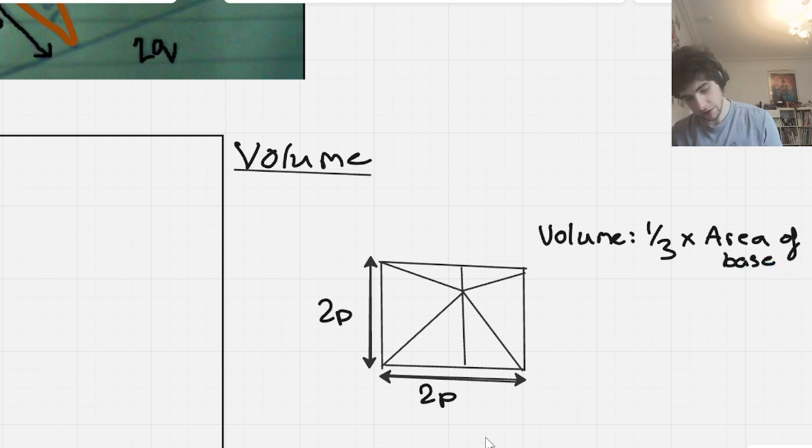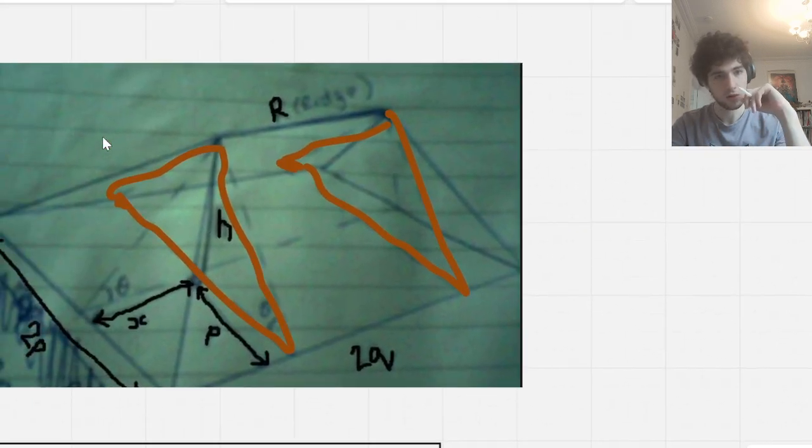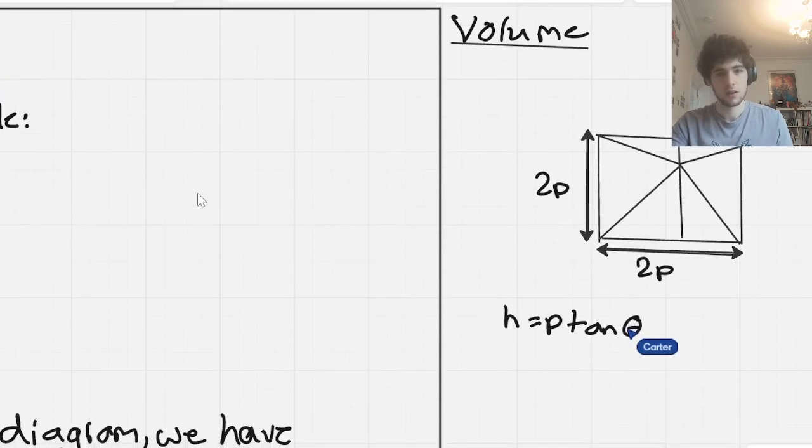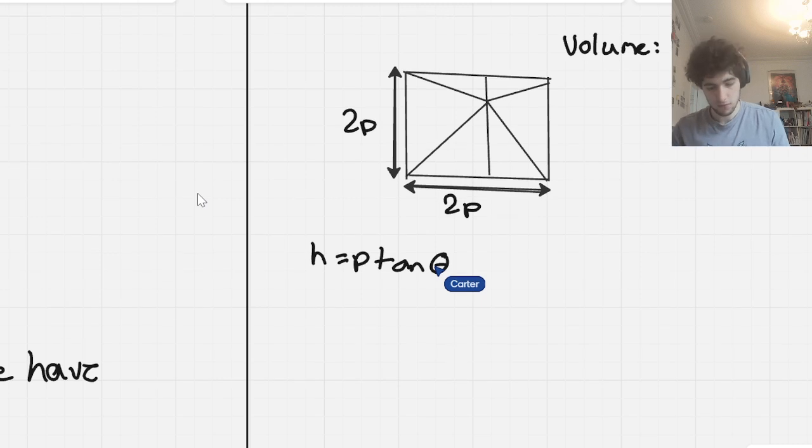Right, and remember, the height here is exactly the same as the height would be for the initial roof, right? Because again, we've literally just cut that section out, so the height is exactly the same. So again, we know what h is. h is going to be equal to p tan theta. Right. And so now we can calculate the volume just using that formula.